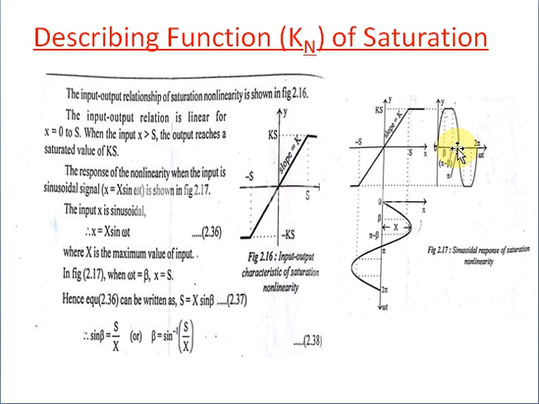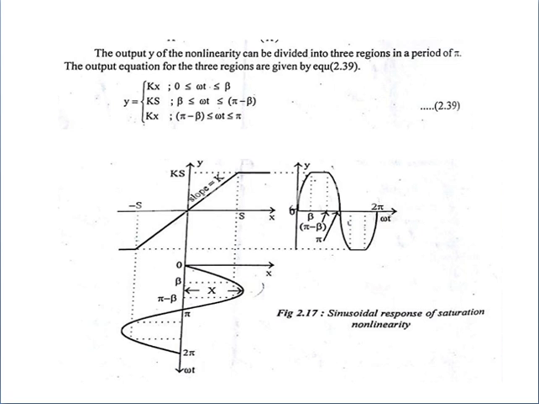Then we need to find the value of the output y. Consider the output y: for 0 less than omega t less than beta, the value of y is equal to kx. That is, in this range the slope is k, and the value is x.